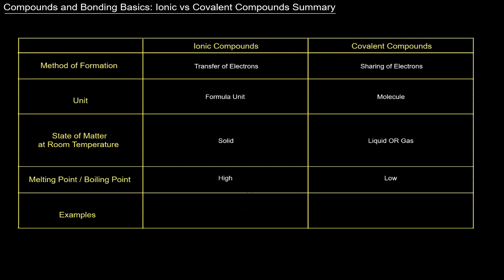Some examples of each, I've already mentioned a few. Ionic compounds, NaCl is a classic example. MgCl2 is a classic example. There are, of course, many more types of ionic compounds. Covalent compounds, what did I put here? CO2 and water, carbon dioxide gas, and H2O is water.